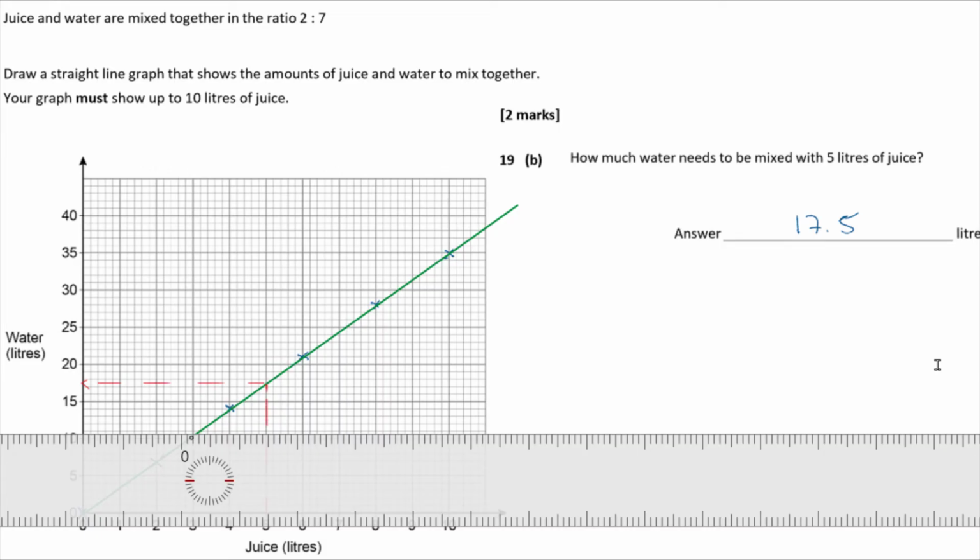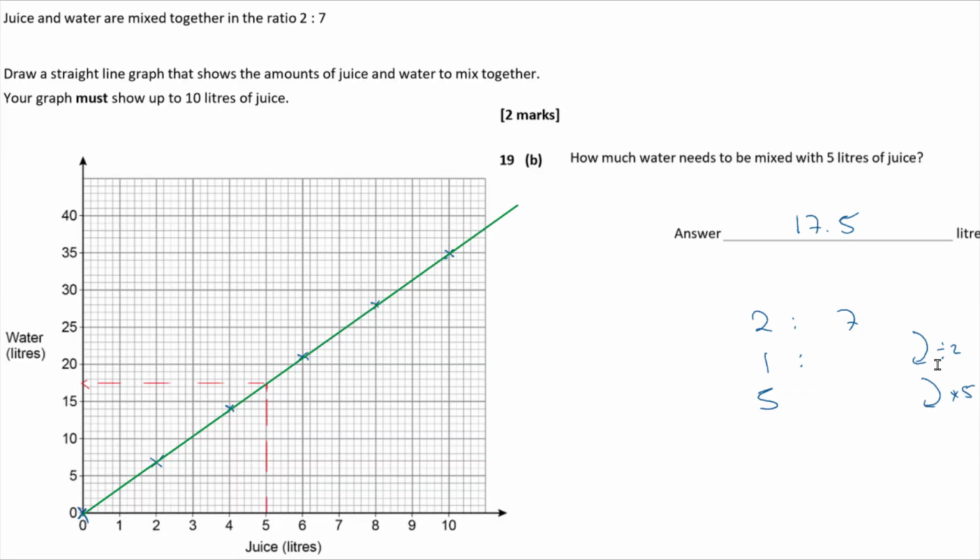You could work it out also from the ratio. The alternative way of doing it would be to use the unitary method. So go from 2 to 1 to 5. So divide 7 by 2 and then times it by 5. You're going to get the same answer. 7 divided by 2 is 3.5. And then 3.5 times 5. Yeah, look, you get the same answer of 17.5.